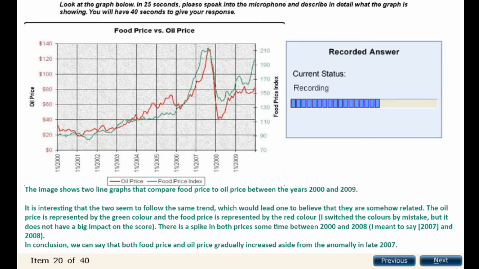In conclusion, we can say that both food price and oil price gradually increased aside from the anomaly in late 2007.